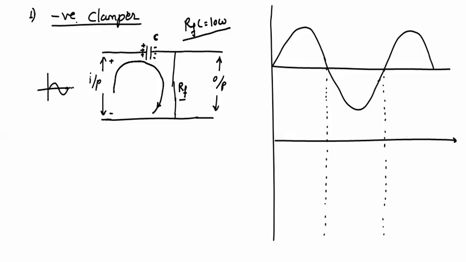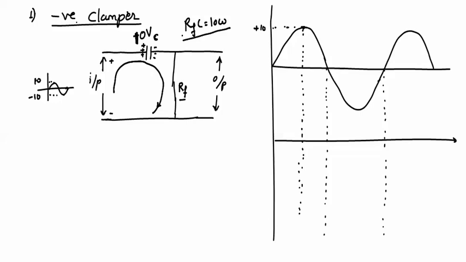Now when input reaches its maximum, if we take the maximum value as plus 10 volt and minimum value as minus 10 volt, then when input reaches plus 10 volt, at this point the capacitor charges with the voltage equal to 10 volts with the polarity shown in the figure.